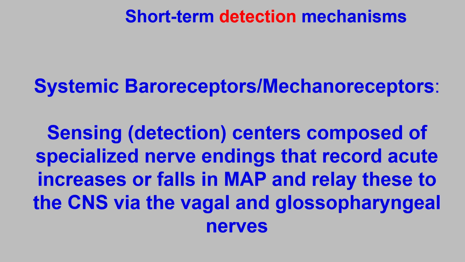So let us now look a little bit at these detection mechanisms, or where are the nerve endings for these systemic baroreceptors and mechanoreceptors that detect acute, small, or large changes in blood pressure, and how do they actually relay that to the central nervous system. So these detection centers are composed of specialized nerve endings. They record acute increases or falls in mean arterial pressure and relay these to the central nervous system via the vagal and the glossopharyngeal nerves.